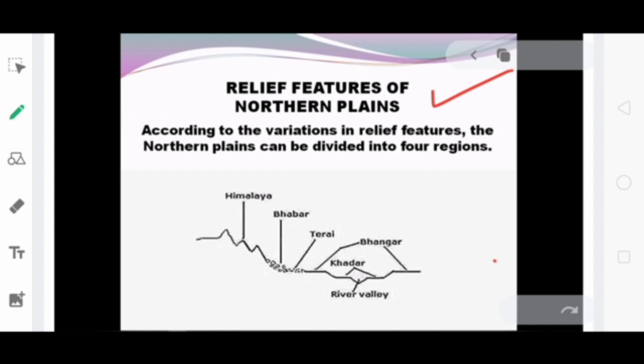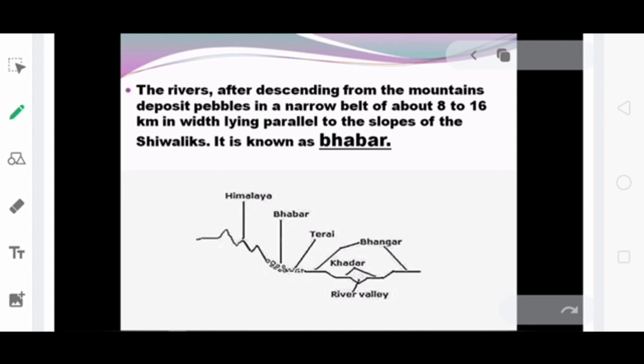According to the variations in relief features, the northern plains can be divided into 4 regions: Bhabar, Terai, Bhangar and Khadar regions. Now we will look at each of the 4 regions and identify their characteristics.